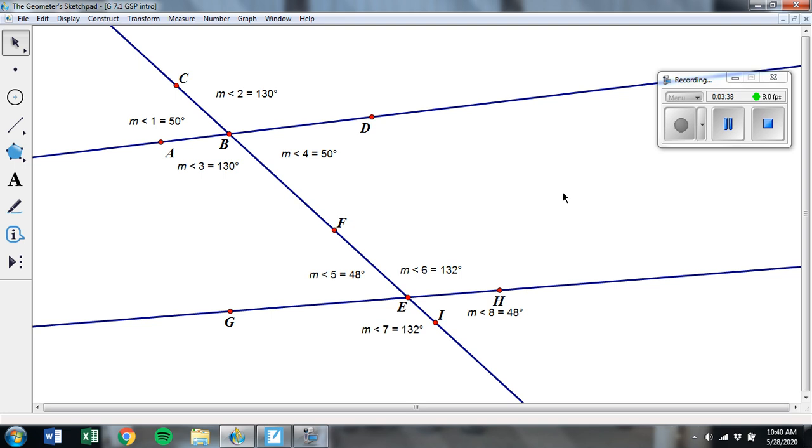Another pair is called same side interior. That would be 4 and 6. They're on the same side of the transversal. They're both above the transversal. And then 3 and 5 are called same side interior. So far we've done 3: alternate exterior angles, alternate interior angles, same side interior angles.